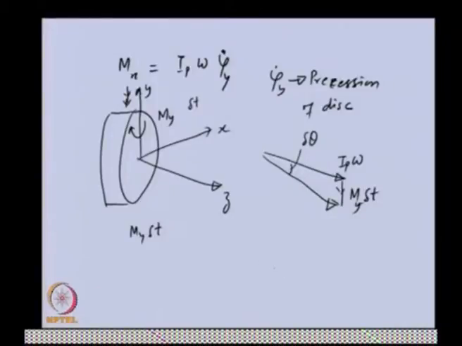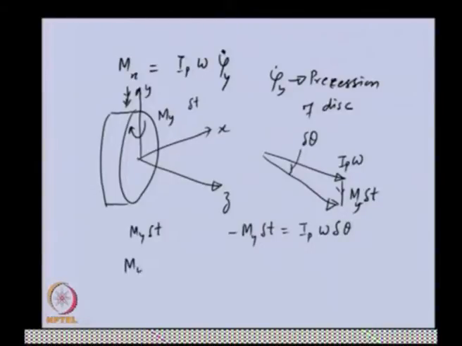So from this vector diagram we can see that the direction of the change in angular momentum is in the negative y direction, but the tilt is in the positive x direction. So, when we balance this particular change in angular momentum, it should be negative, because the negative direction should be equal to I p omega delta theta.